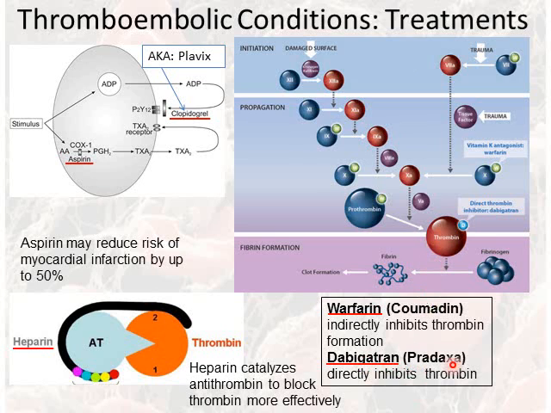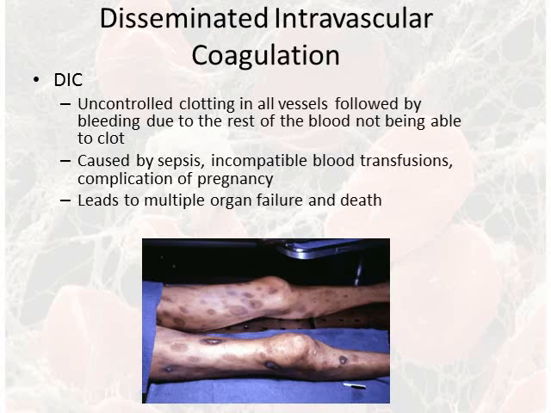Dabigatran or Pradaxa is another very common one. It also directly inhibits thrombin, so it actually blocks thrombin from doing its job here. Okay, so some important drugs that you need to be familiar with. Okay, a few other clotting disorders.